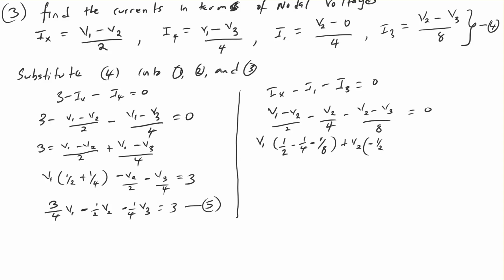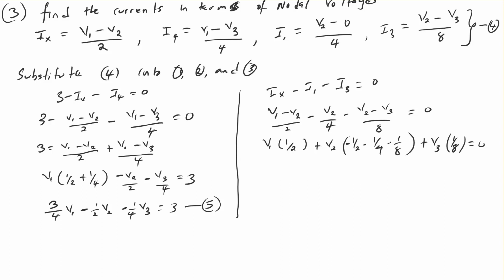I must have added the wrong one. No. To simplify, I only have one V1 here. We don't have any V1 anywhere else. So V1, 1 over 2. Then V2 is the one that has all the extra minus 1 over 8, right? And then V3 is gonna be plus V3 1 over 8 because negative negative will give me positive.